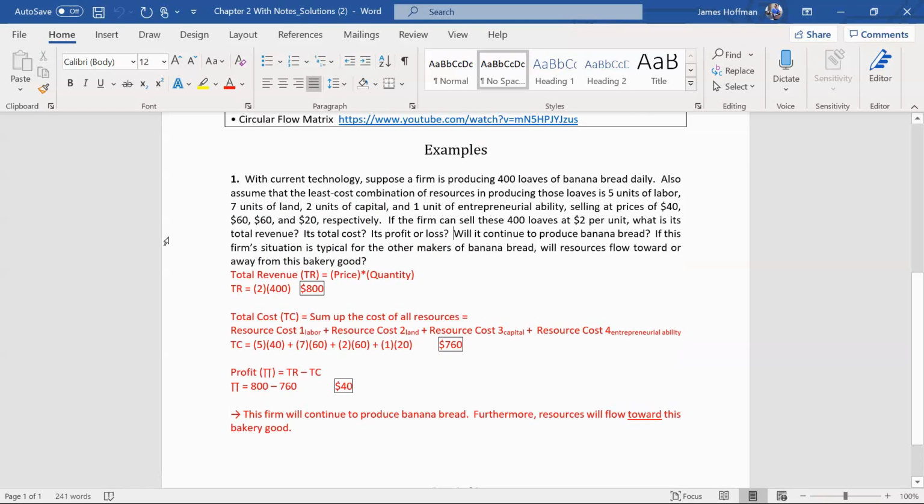Okay, the last part here: will this firm continue to produce banana bread? And if this firm's situation is typical for other makers of banana bread, will resources flow toward or away from this bakery good? Since they're making a profit, that daily profit, they're going to keep producing at a positive profit. And resources are going to flow towards this good because other businesses or bakery products that are making less money or taking a loss will shift resources to the good that's making a profit, which in this case is banana bread.